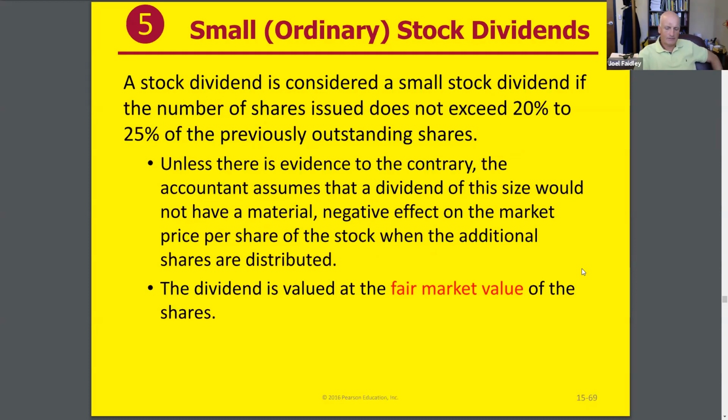The only part that's complicated about this is GAAP says there's a level, and that level is 20 to 25%. If you're above 20 to 25%, that's considered a large dividend. If it's below 20 to 25%, it's considered a small dividend. Well, what's the difference? The calculations are similar, except if it's a large dividend, you're going to use par value for the stock dividend. If it's below that, you're going to use market value of the stock. That's the only difference.